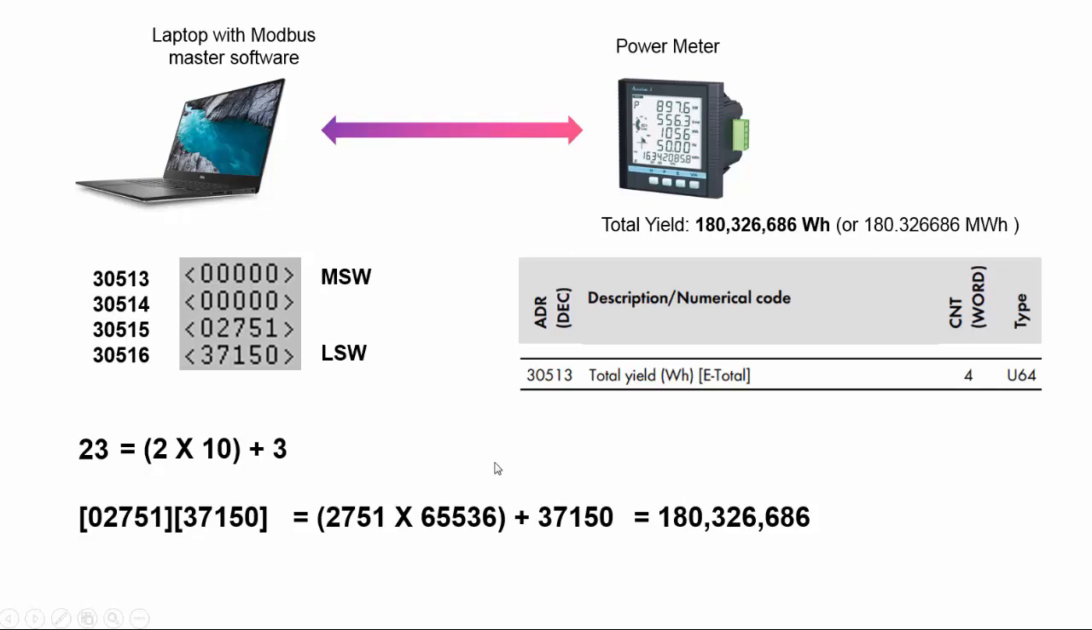This just gives a glimpse into how sometimes you have to interpret these large numbers when they come back from devices that support Modbus, but Modbus can't support these large numbers natively. Okay, hope it helps.